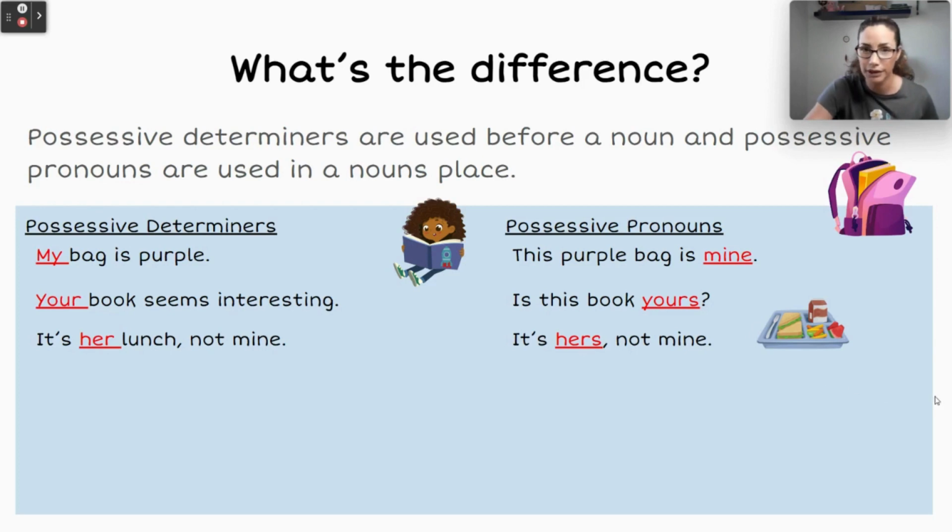And here we have a lunch, right? We have a lunch, un almuerzo, we have a lunch. And let's look at our sentence with the possessive determiner, and then we'll read the sentence with the possessive pronoun. So, it's her lunch, not mine. It's her lunch, not mine. Okay, I'll read it slowly for those of you that want to repeat. It's her lunch, not mine.